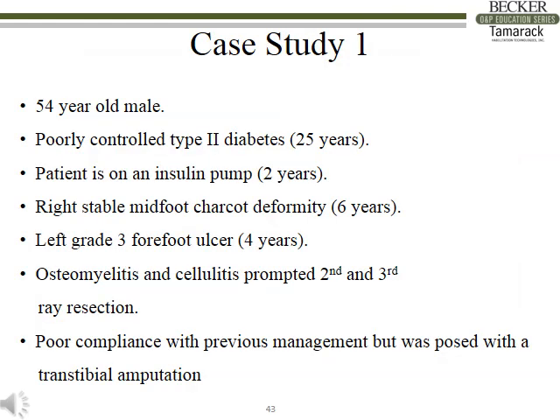The first case study is a 54-year-old male that has had type 2 diabetes for 25 years. He has been on an insulin pump for the past 2 years. His right foot has a 6-year-old stable midfoot Charcot deformity. For the past 4 years, there has been ulceration problems on the left foot, and osteomyelitis and cellulitis have resulted in resection of the second and third rays. There has been poor compliance with previous management, and transtibial amputation has been posed.